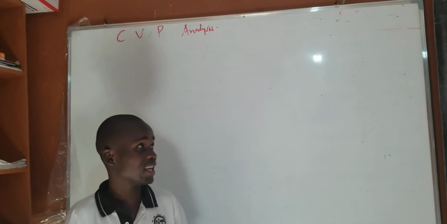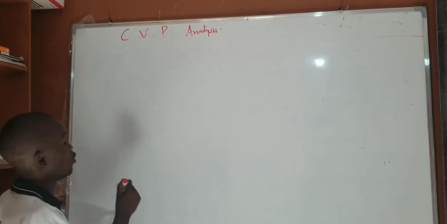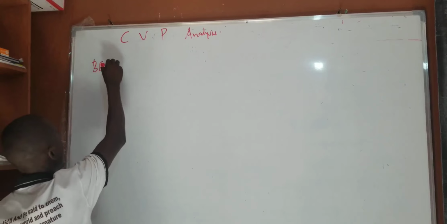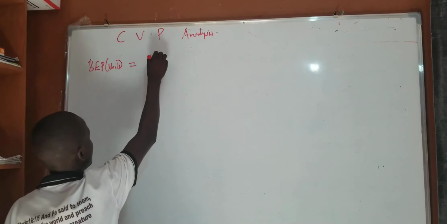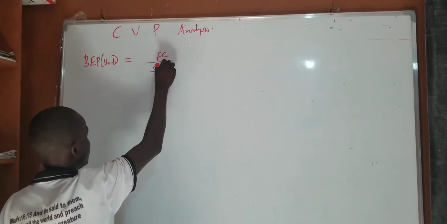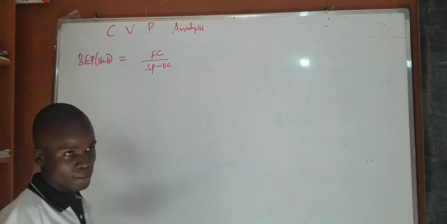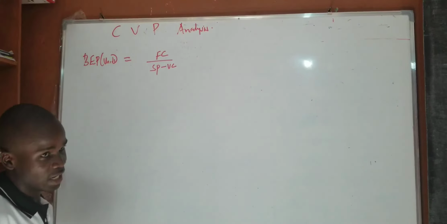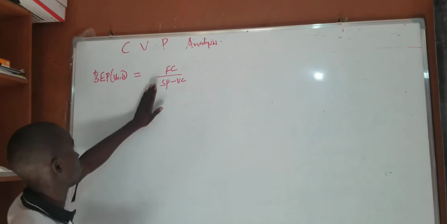Of CVP analysis. In the previous video, we looked at how to derive the break-even point, the formula for break-even point in terms of units or output, whereby we said it equals fixed cost divided by selling price minus variable cost. This is the formula of the BEP. And we earlier said it refers to the point where the total cost equals revenue.